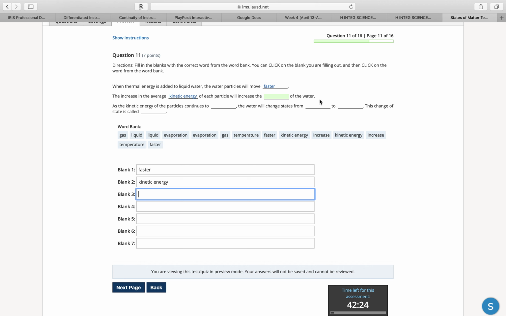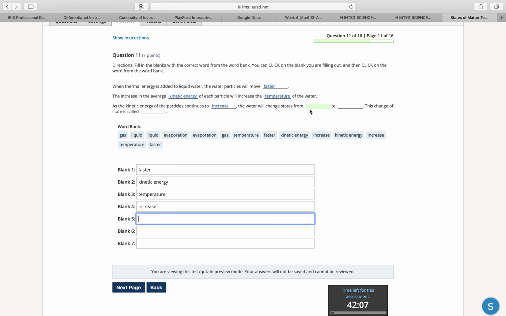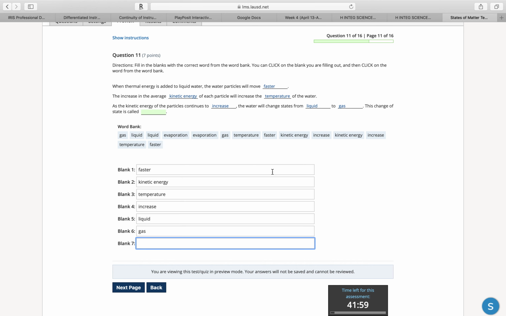Well, what measures the average kinetic energy? That has to be temperature. So temperature will increase. Now, as the kinetic energy of the particles continues to increase, the water will change states from, well, the water is first in liquid state, and now it's going to change to what? If it's moving faster, it's going to change to gas.